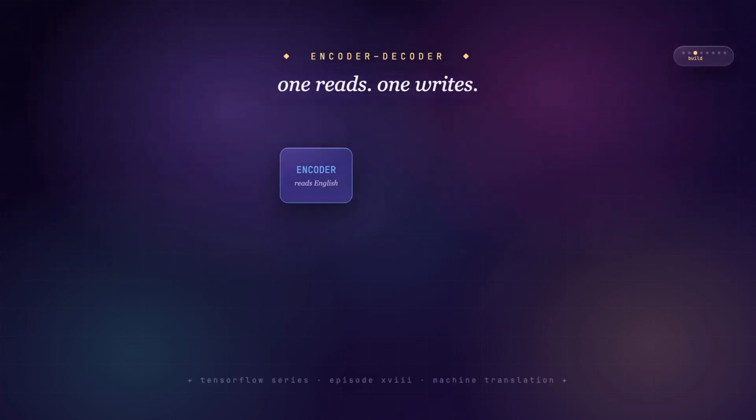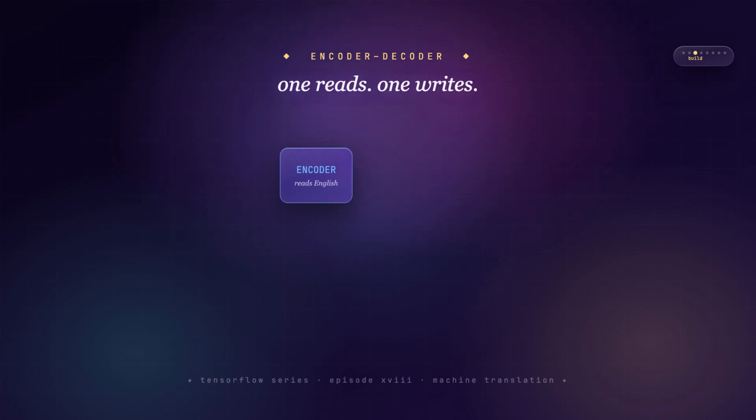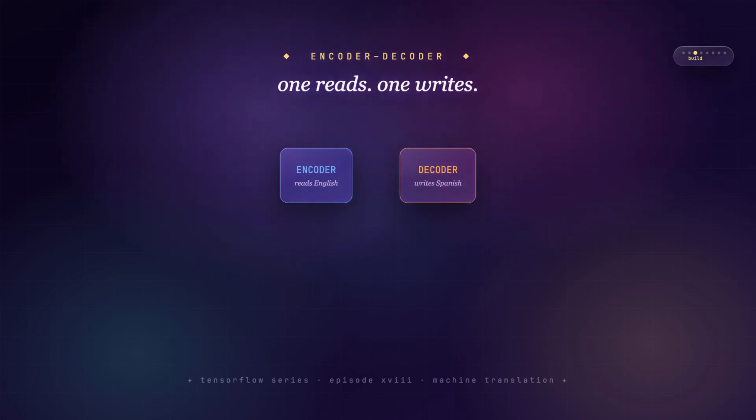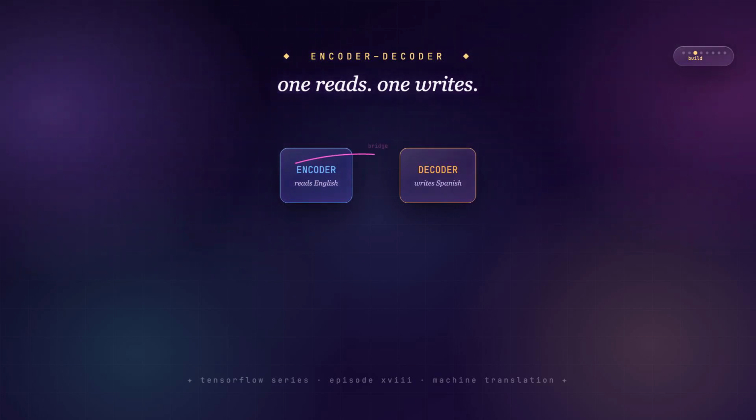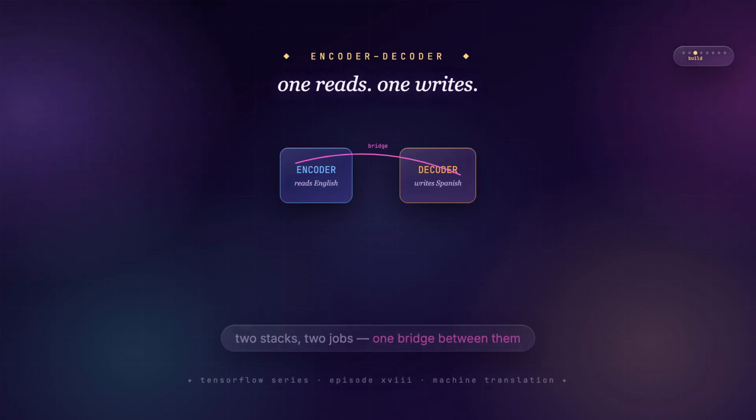Here's the core idea. Generation had one stack of layers reading and writing the same stream. Translation splits that in two. One stack, the encoder, reads the whole English sentence and digests it. A second stack, the decoder, writes the Spanish, leaning on what the encoder understood. Two jobs, two stacks, one bridge between them.